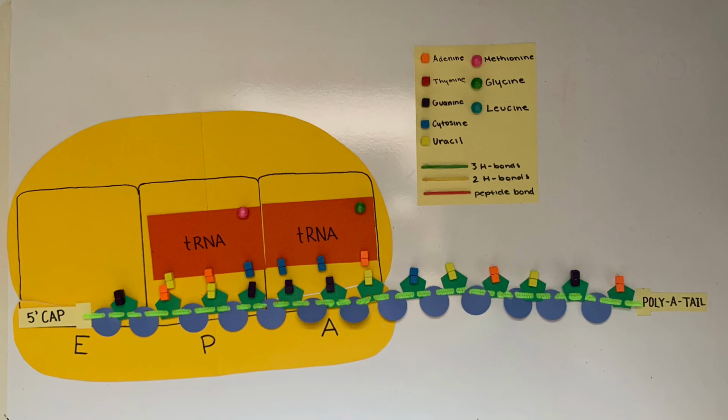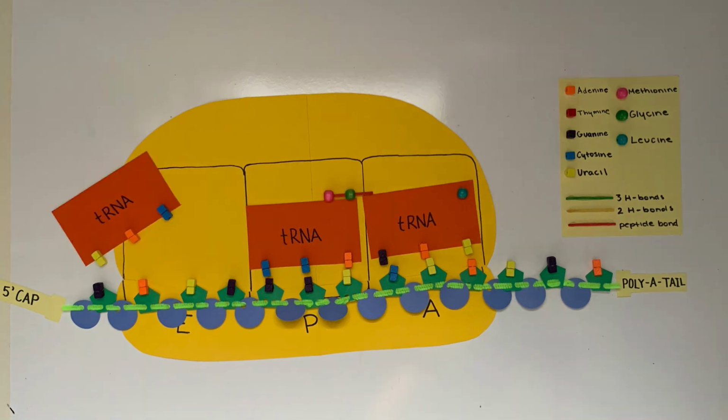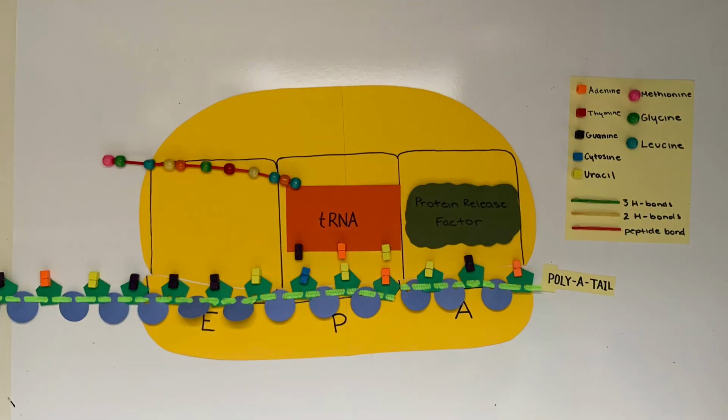Each tRNA carries one specific amino acid, and some amino acids have more than one possible codon. The wobble hypothesis allows some transfer RNAs to recognize more than one codon. At the exit site, the tRNA exits, leaving an amino acid which binds to the next amino acid with a peptide bond. This process continues, creating a long chain of amino acids until a stop codon is reached.